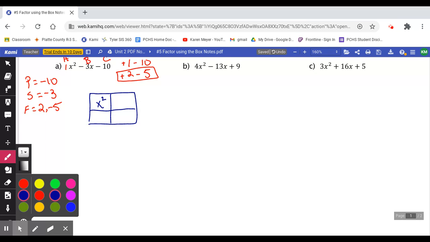Now, the negative 3x, we're not going to use negative 3x. We're going to take that out and we're going to replace it with my 2 factors, which are 2 and negative 5. You just have to remember to put an x with each one of those. So remember, inside the box, you do not write b. You write down the 2 factors that would add for b, and then make sure you put a variable with each one. And the last box is last term, which is negative 10. So inside the box, you should have x squared, 2x, negative 5x, and negative 10.